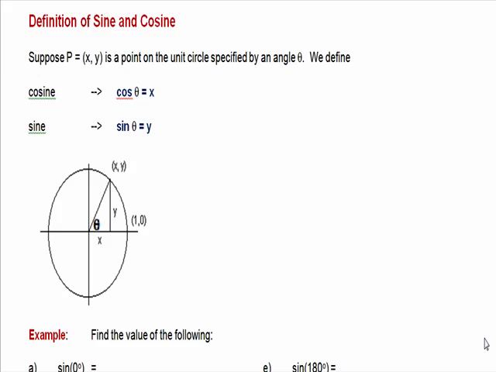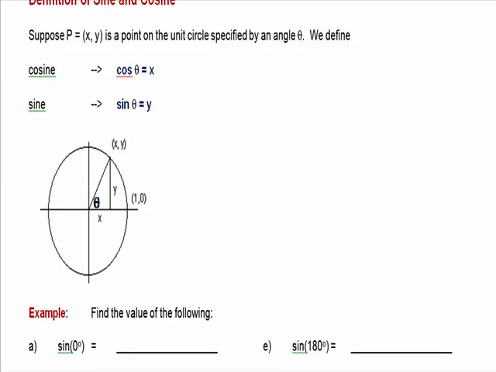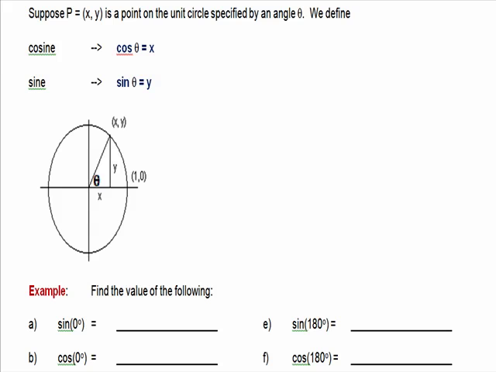So, suppose P is a point, and it's the point xy on a unit circle specified by an angle theta. So we're going to define the cosine, which remember we write as cos of theta, to be the x value of that point, and the sine, or the sine of theta, to be the y value of that point. So if we're on the unit circle, cosine is x, sine is y. I always think that's kind of nice because cosine comes first alphabetically before sine does, and x comes before y. So the cosine goes with the x, the sine goes with the y.